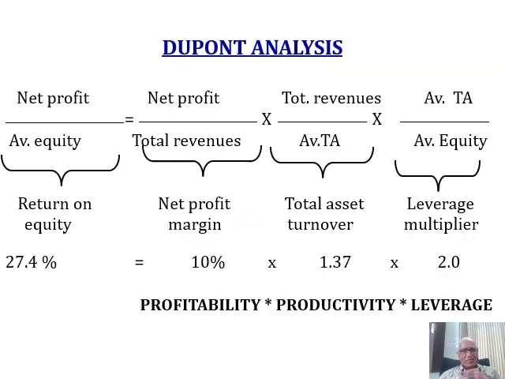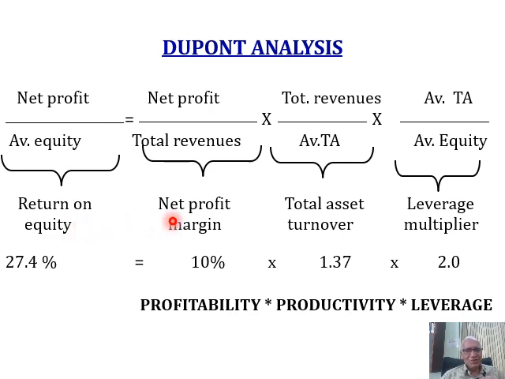The DuPont chart and its extended version can be captured very neatly in the form of an equation shown here. Return on equity is a product of 3 factors: net profit margin, total asset turnover, and leverage multiplier. Return on equity is defined as net profit divided by average equity. In the case of Horizon Limited, it is 27.4%. As I mentioned, return on equity is perhaps the most important financial metric. So this equation tells us about the key determinants of return on equity.